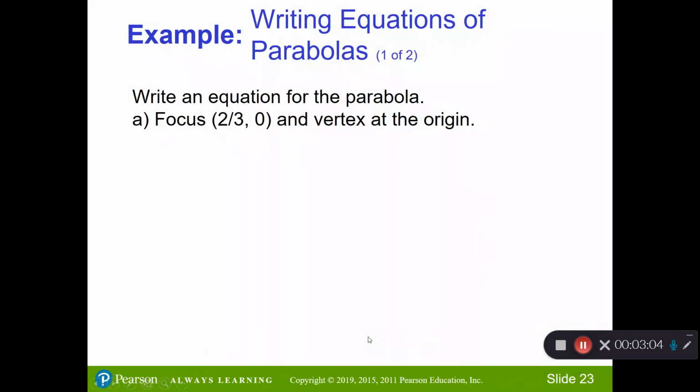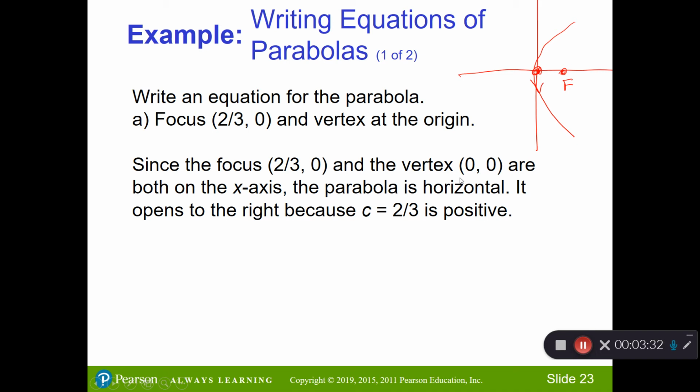Okay. Now I want to write an equation for the parabola with a focus at 2/3, 0 and a vertex at the origin. Well, let's sketch this out. If this is my vertex, and I'm at 2/3, 0, that means the focus is over here. So I've got to open this way because we open around the focus. So I'm opening to the right.